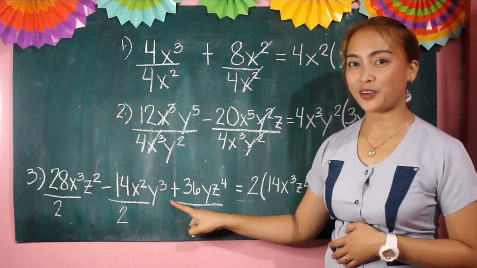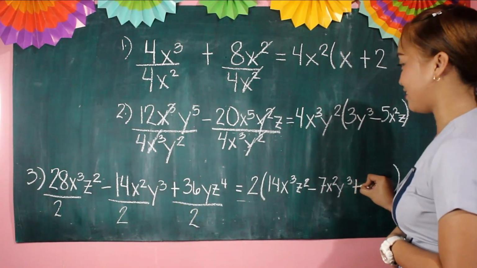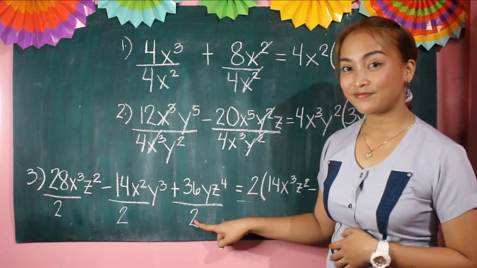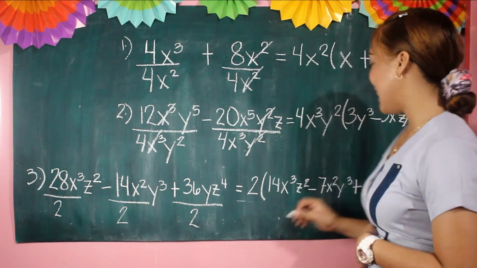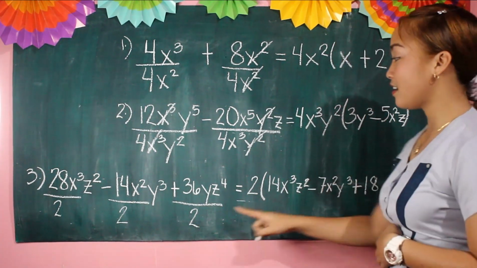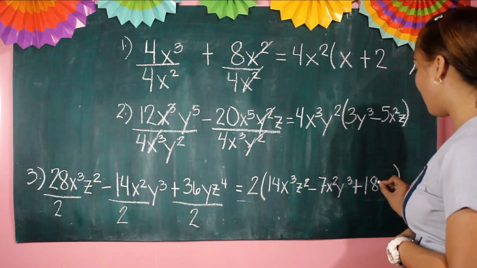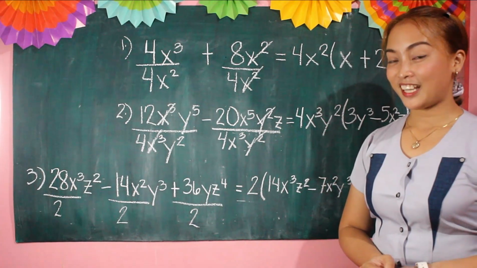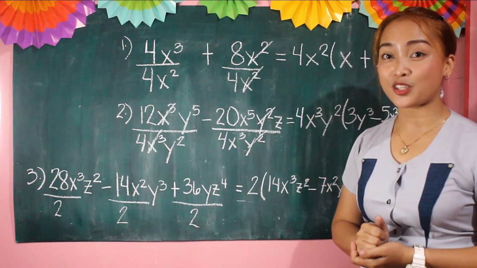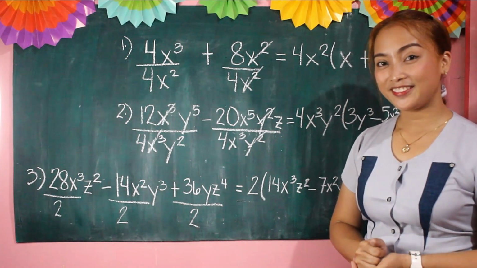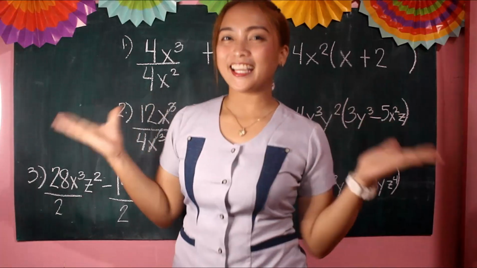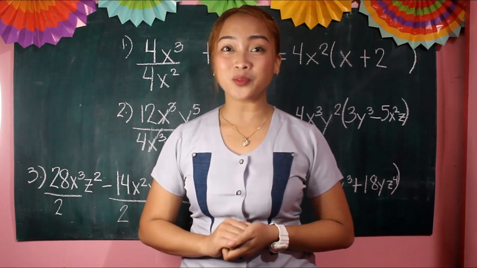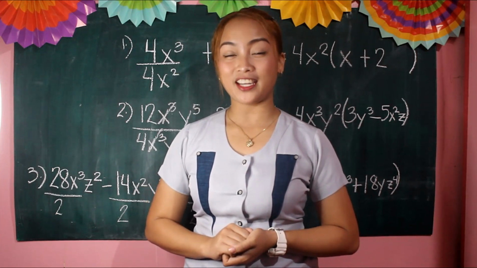Copy the operation which is addition. What is 36 divided by 2? Yes, we got 18. Then, copy the variables. We have y and z to the 4th. Is it easy for you now to factor expressions by GCMF? Good to know. Ayan. So, to sum up all the steps, first, determine muna kung ilang terms yung given expression.